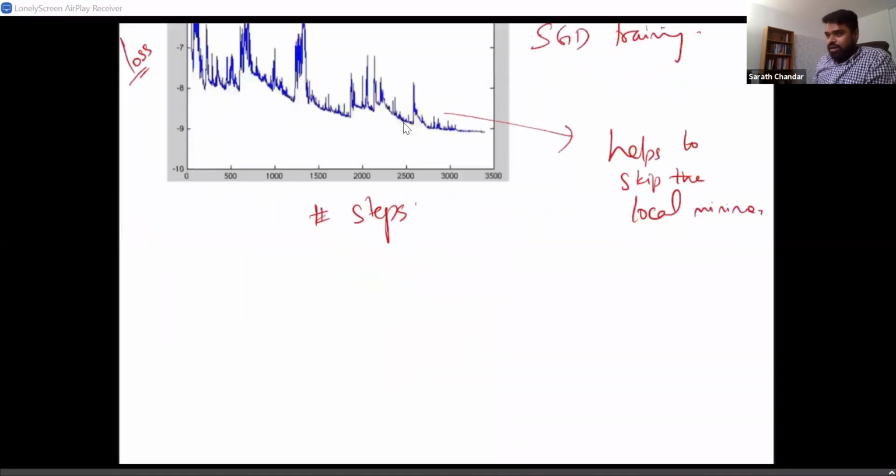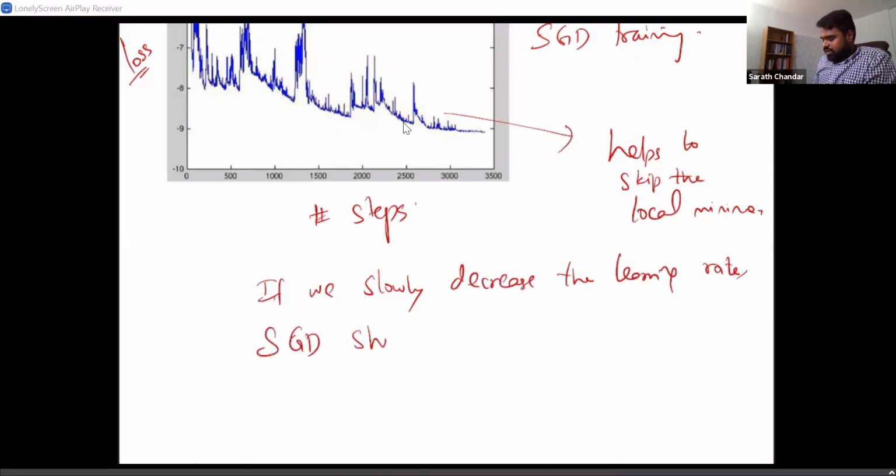Even though there are these issues, if we slowly decrease the learning rate, SGD actually shows the same convergence behavior as batch gradient descent.